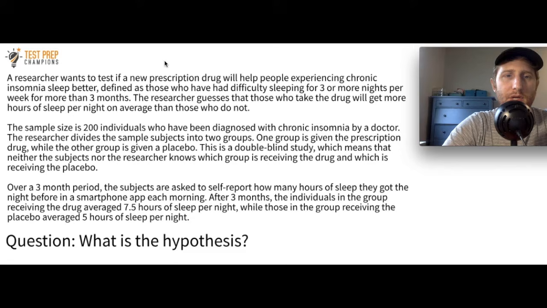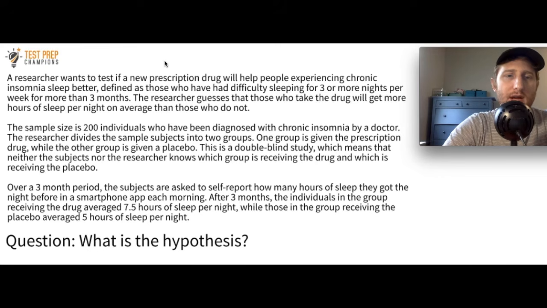A researcher wants to test if a new prescription drug will help people experiencing chronic insomnia sleep better, defined as those who have had difficulty sleeping for 3 or more nights per week for more than 3 months. The researcher guesses that those who take the drug will get more hours of sleep per night on average than those who do not. The sample size is 200 individuals who have been diagnosed with chronic insomnia by a doctor.